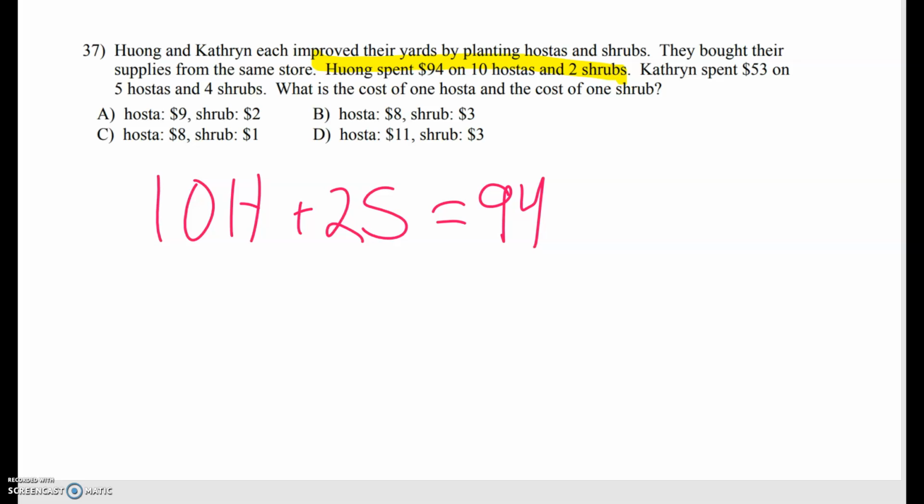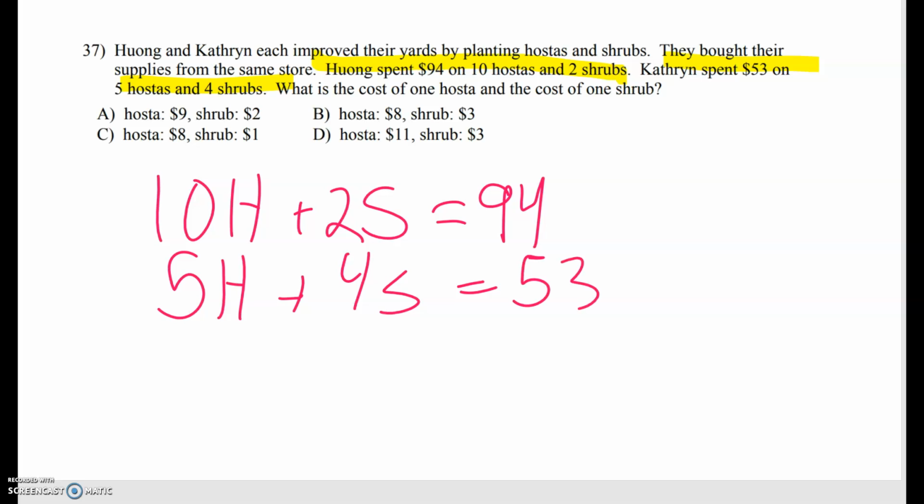Catherine spent $53 on 5 hostas and 4 shrubs. So 5 hostas plus 4 shrubs, and she spent $53. So instead of an X and a Y, we have an H and an S. So we want to create opposites, okay? So let's say we want to create opposites in H. Well, the opposite of 10 would be -10. So we want to multiply this by -2.